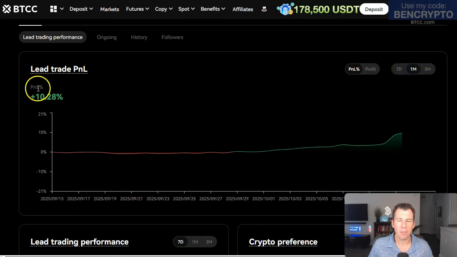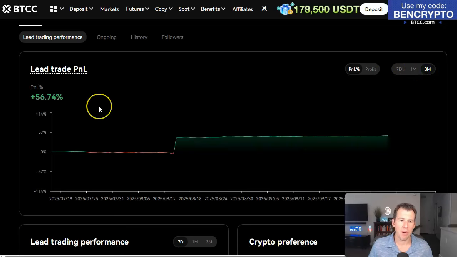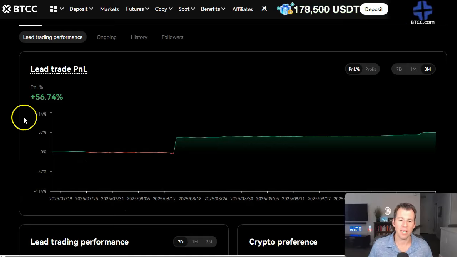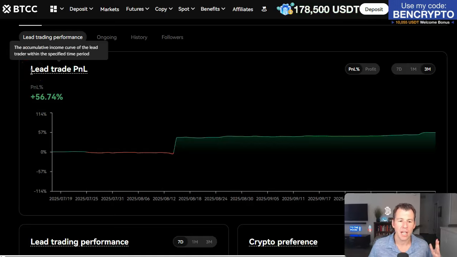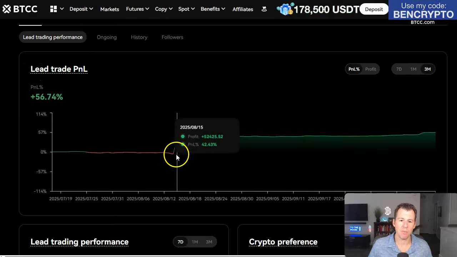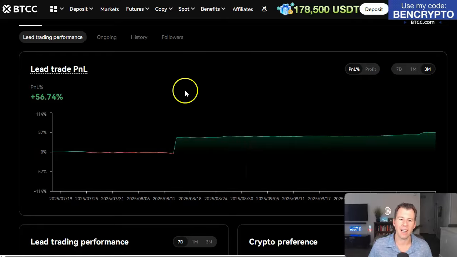On the 1 month, it's up 10%. That's really not that great. I think the market's up more than that. And then on the 3 month, it's up 56%. So again, the whole market is probably up about that amount. And I also don't like this right here. So his entire 56% gain mostly came from this one trade right here about 2 months ago. I'd prefer if it was a steady line up like that.